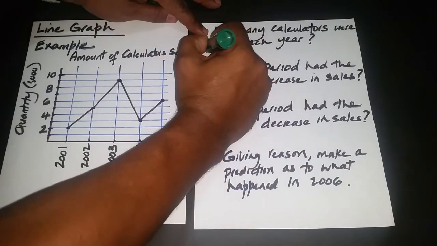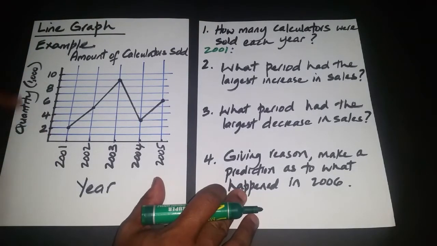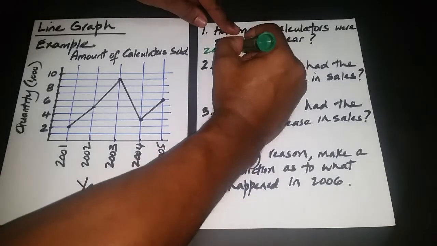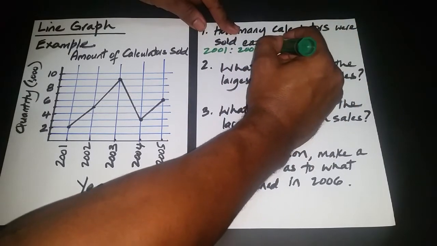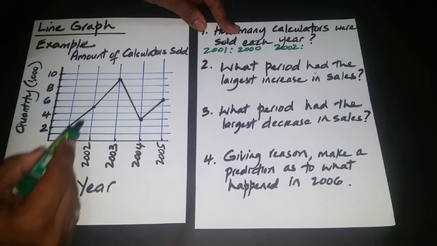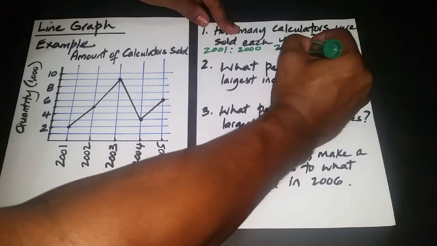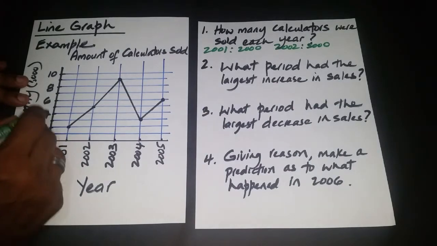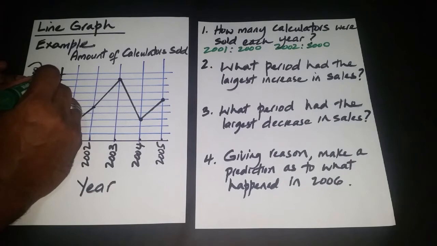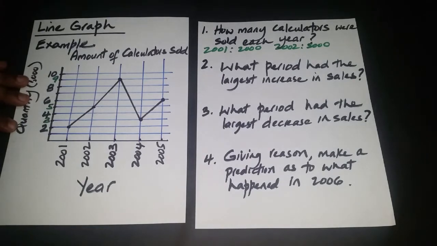In 2001, we can clearly see here that 2,000 calculators were sold. In 2002, when you look at it here, 5,000 calculators were sold. So that's 5,000 calculators sold in 2002. Why? Because obviously this would be 3, this would be 5, so all the intermediate values. So it is very important to ensure that you read the graph very, very carefully.